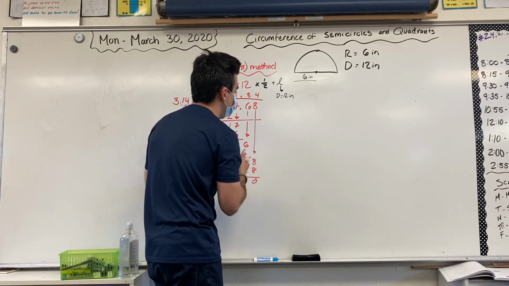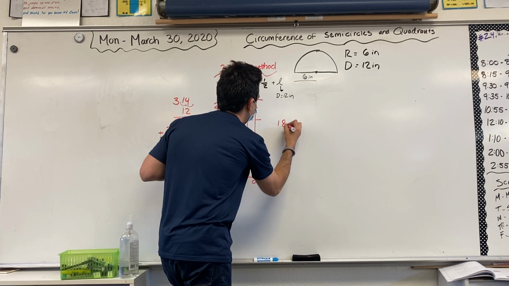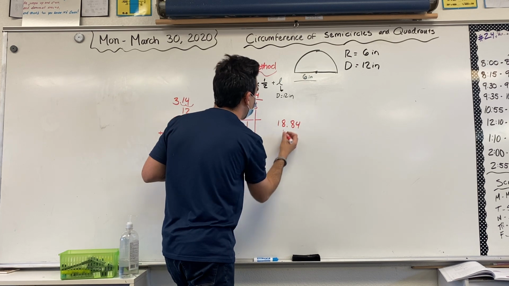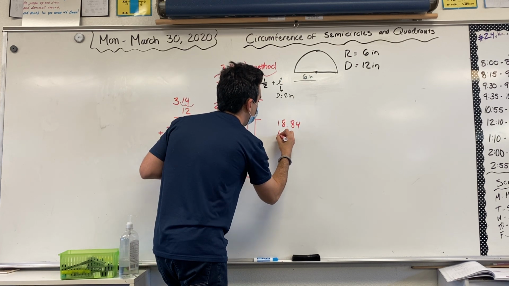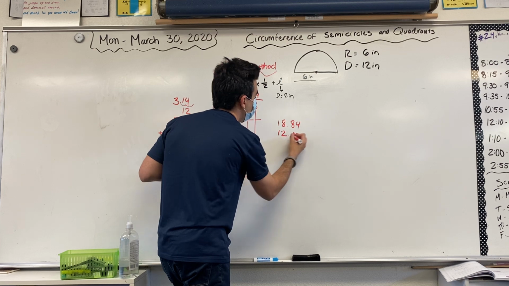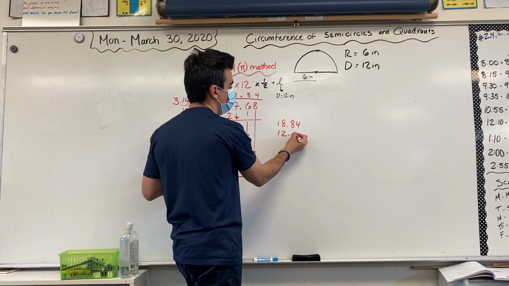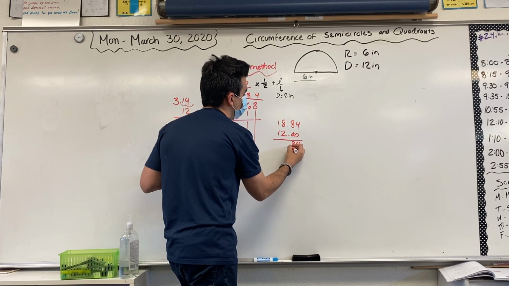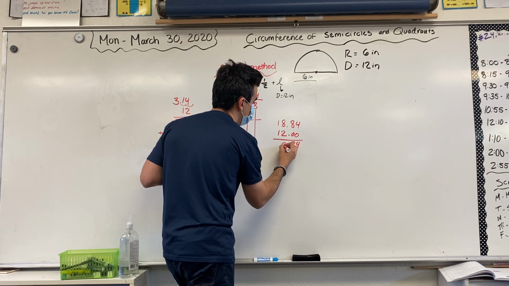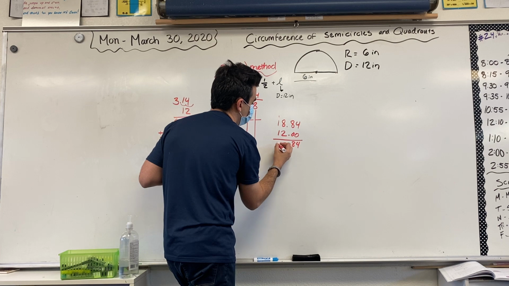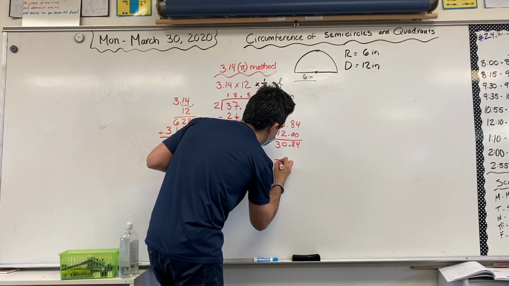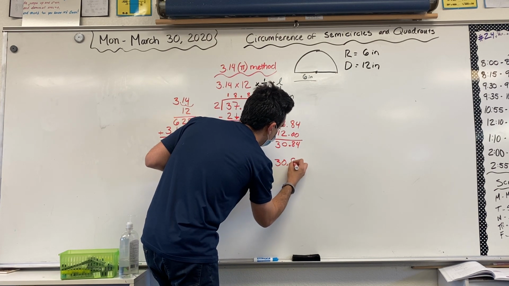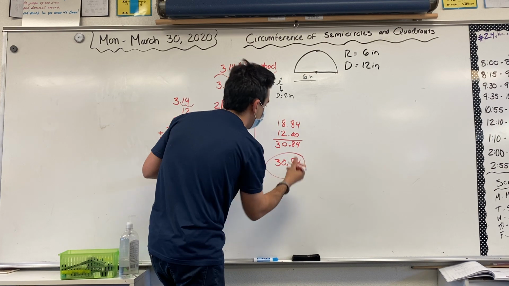So now I'm going to take my 18 and 84/100 plus my 12 inches. And if you want to put the decimal point there and 0, 0 to line it up, you can. And I get 84 hundredths. 8 plus 2 is 10. And 1 is 30. So my answer is approximately 30 and 84 hundredths. That's it.